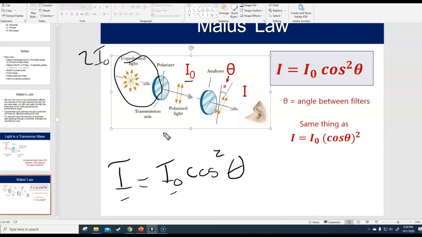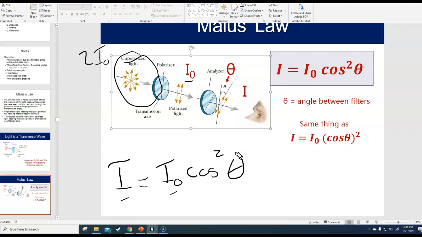Remember, it's only reduced by half when it's unpolarized light becoming polarized to begin with. If you have light that's already polarized and it's going into an analyzer and the angle between those two is 0, that doesn't affect the intensity. It's only reduced by half when it's going from unpolarized to polarized.